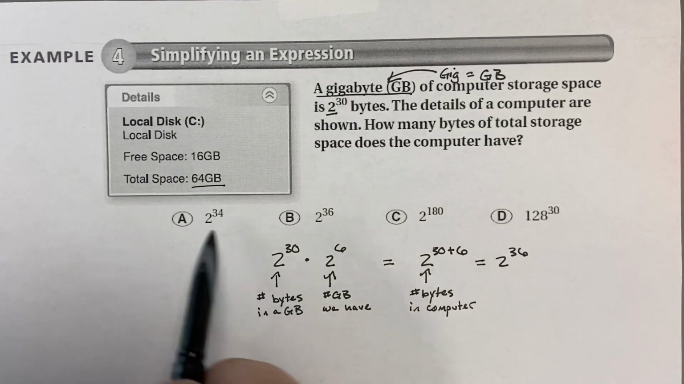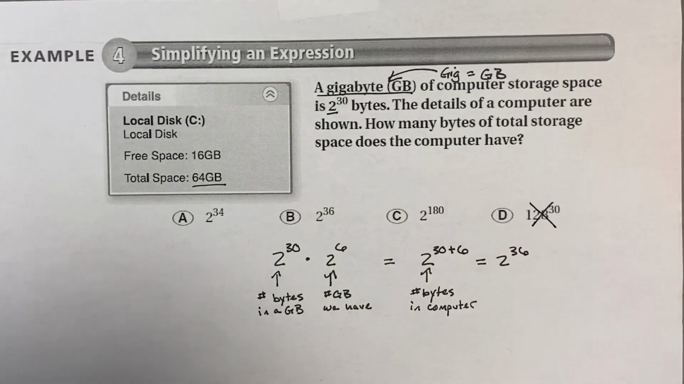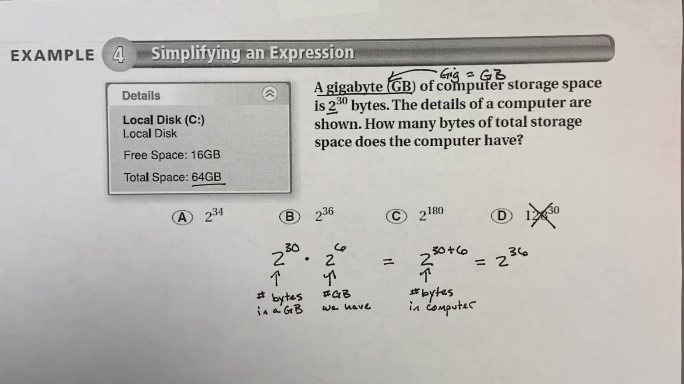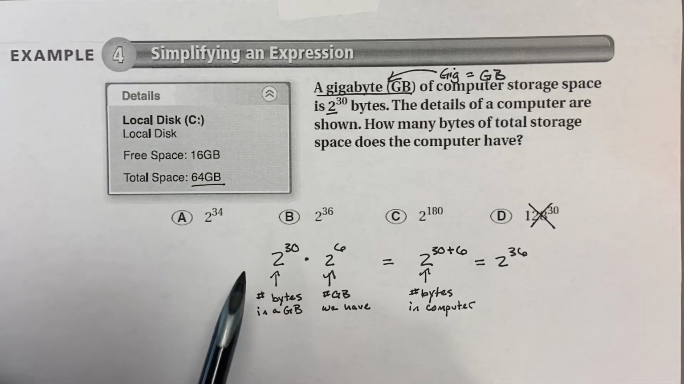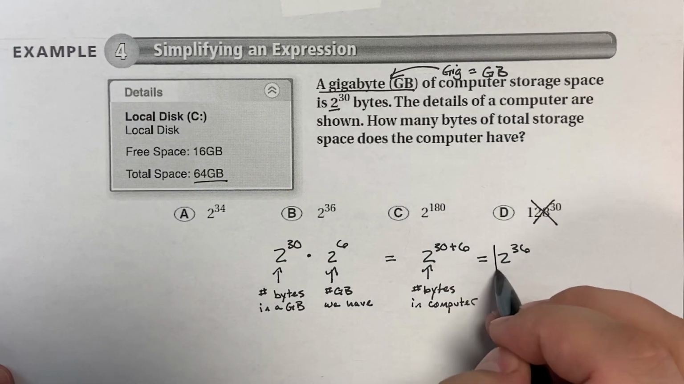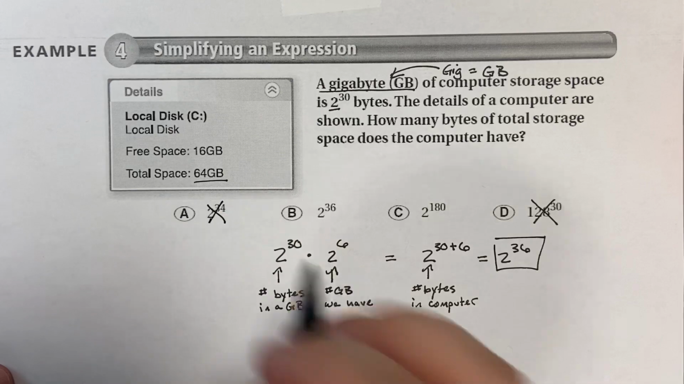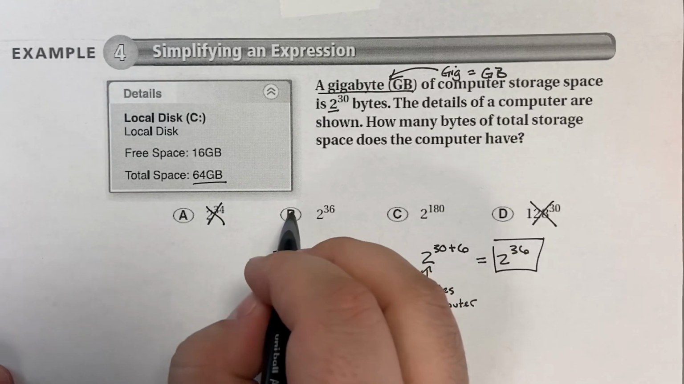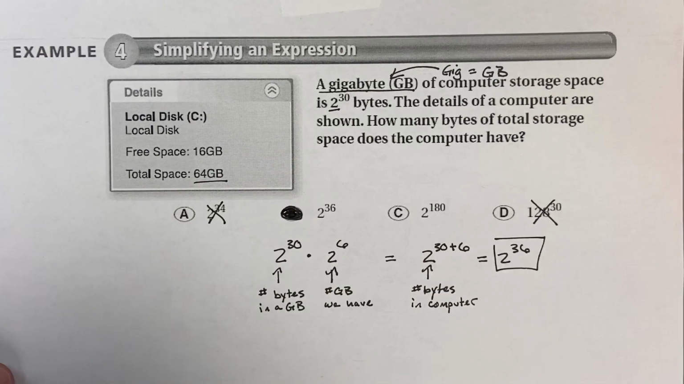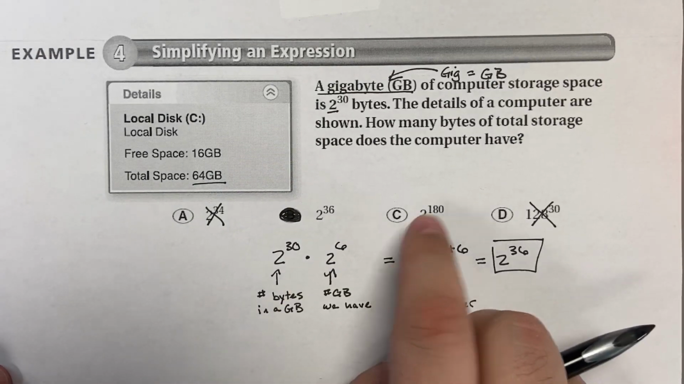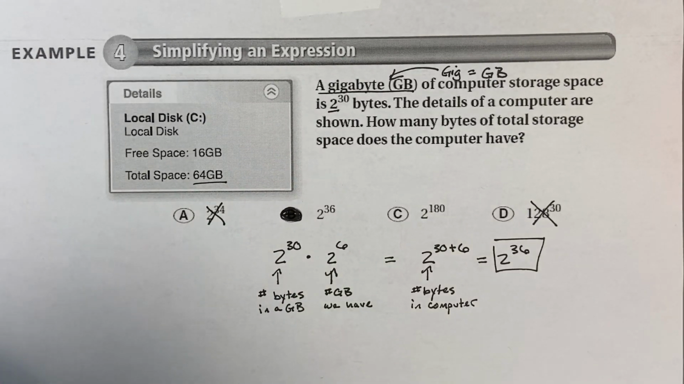We look up here. Number one, we should have already known we can't choose D because we need 2 in our answer. It's either going to be 2 to the 34th, well, that's not 2 to the 36th, and then B is 2 to the 36, so B is our answer. We're going to fill that in and move on, and we didn't even have to check the last option.